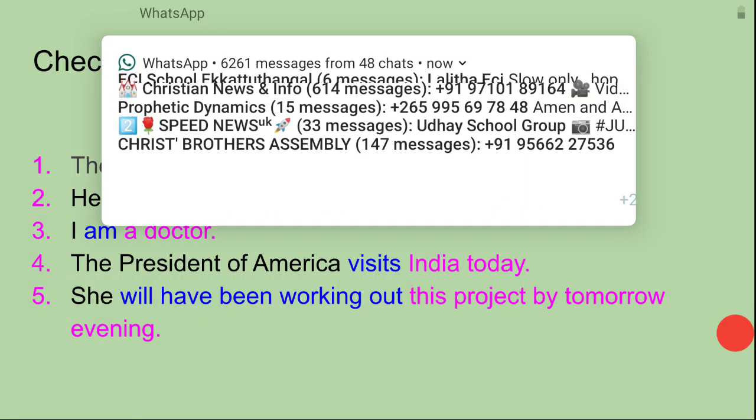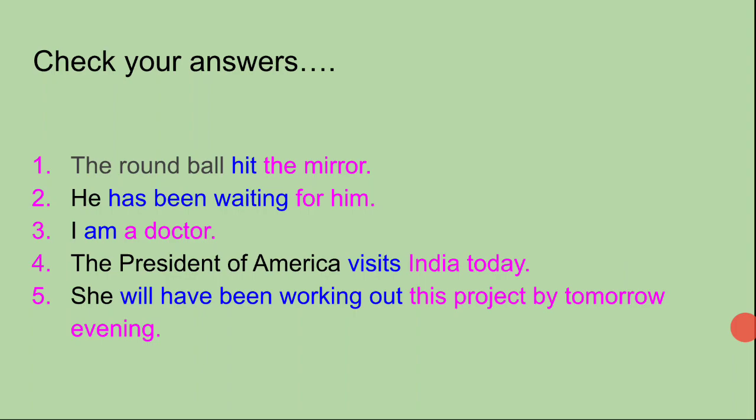The round ball hit the mirror. The round ball is the subject, hit is the verb. He is the subject, has been waiting is the verb. I is the subject, am is the verb. The President of America is the subject, visits is the verb. She is the subject, will have been working out is the verb. I believe that you got all the answers correct. It is very simple, right?